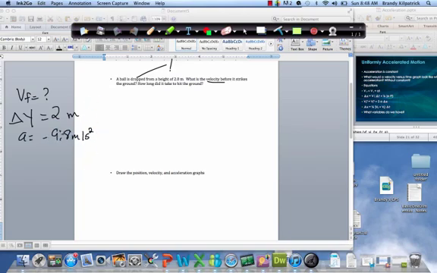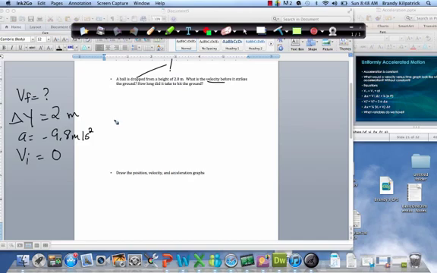Because it's moving up and down, we know the acceleration. We also know something else. We know the initial velocity. Because the ball is being dropped, right before it was dropped, it had a velocity of 0. It was at rest. So we have three variables here.